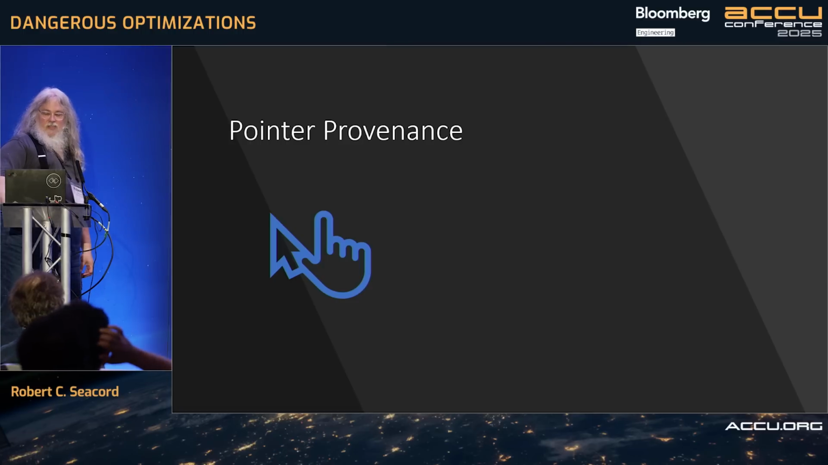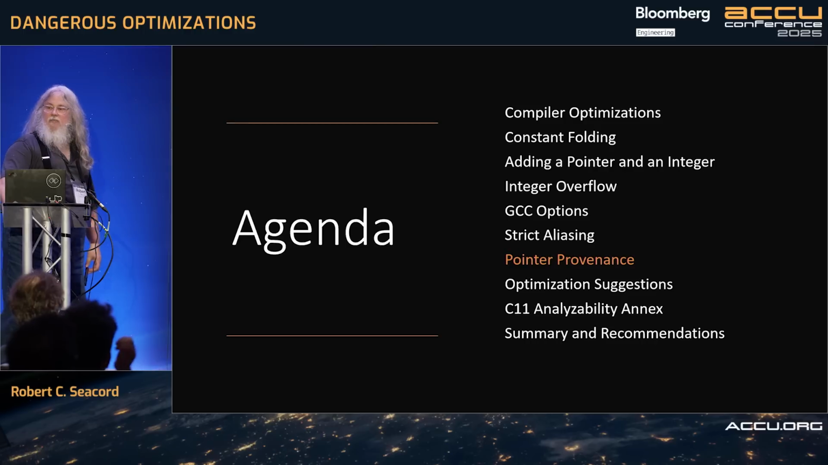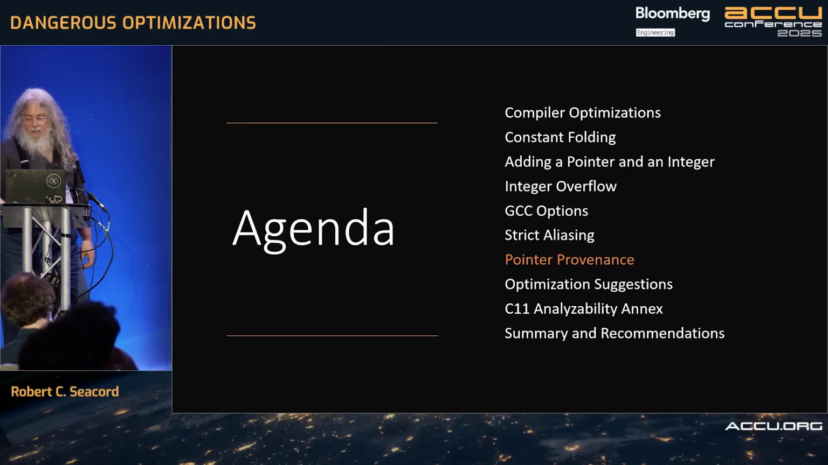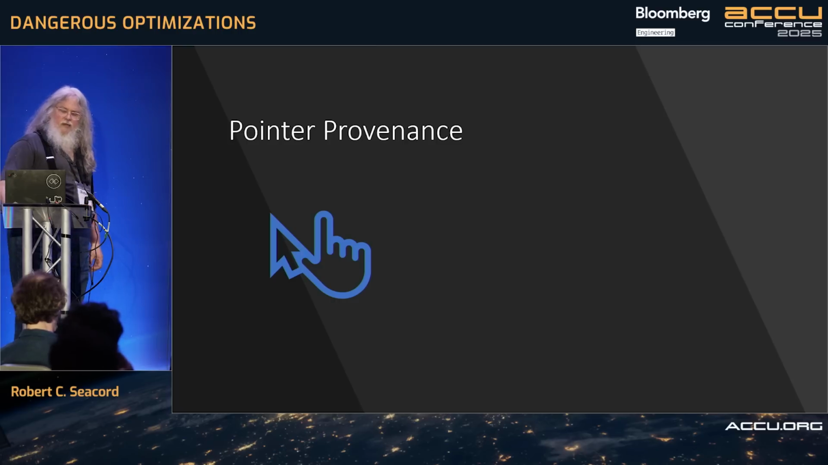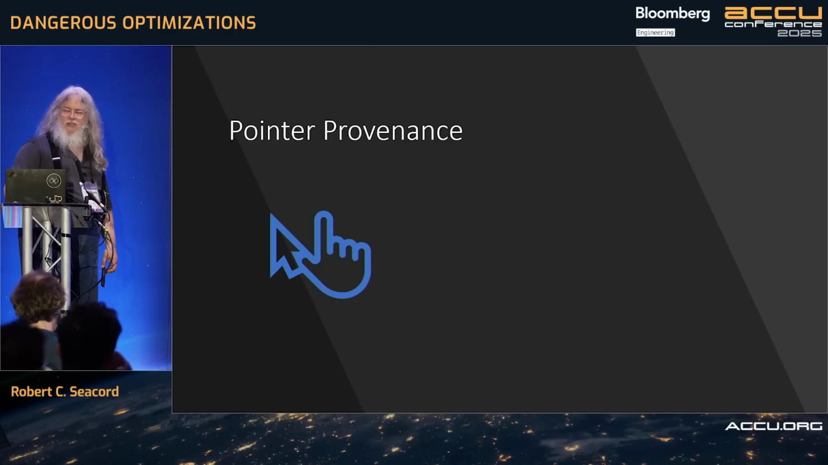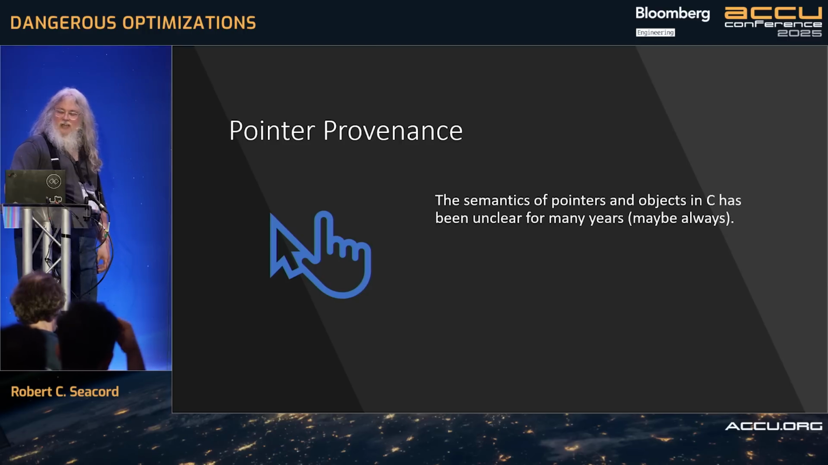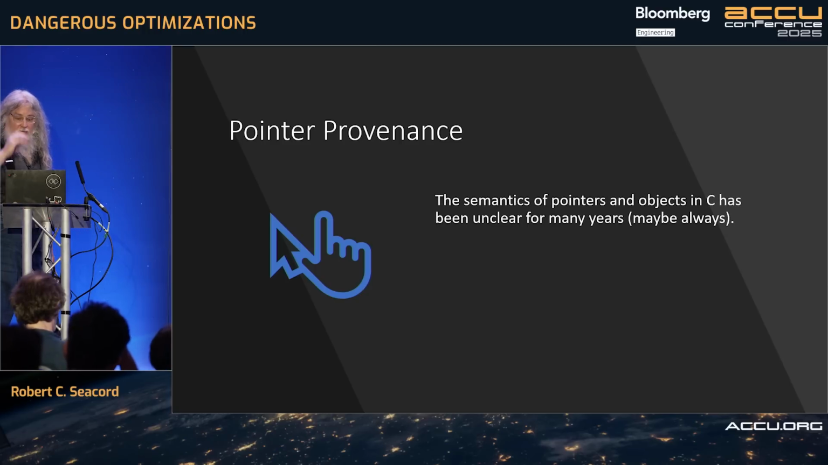Okay, let me do this one. This might be a little bit interesting. This is some new stuff, and the C committee published a paper on this maybe a couple years ago now. We just completed a TS, I think 6010. It should be published any day now. We're just getting a couple corrections finalized. And it talks about pointer provenance.